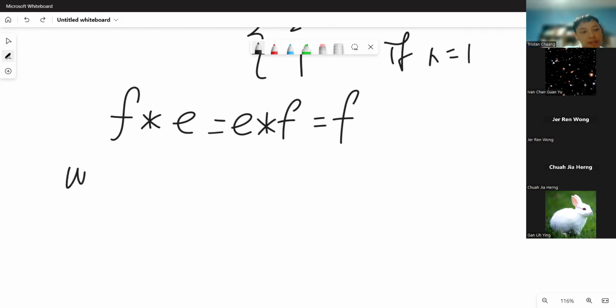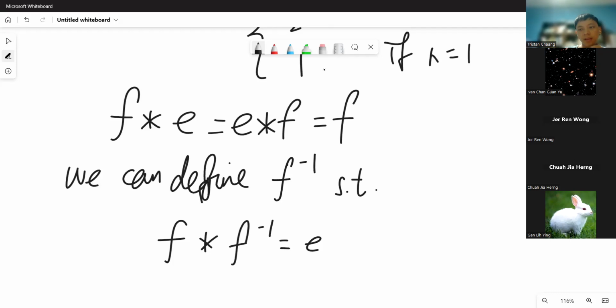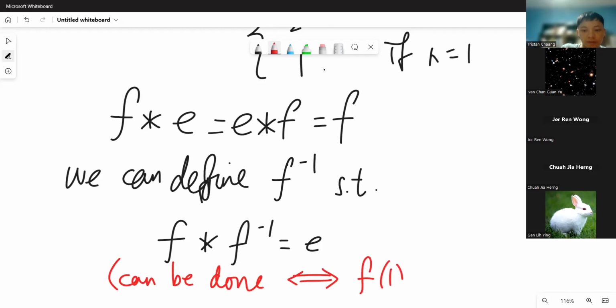So we can define f minus 1 such that f convolution f minus 1 equals e. In fact, that can be done if and only if f1 is not 0. So I'll leave that to you as an exercise. So if f1 is not 0, you can find such an inverse for convolution.